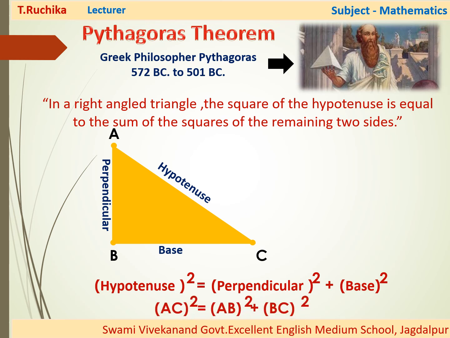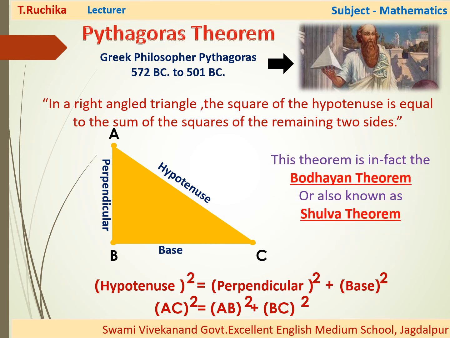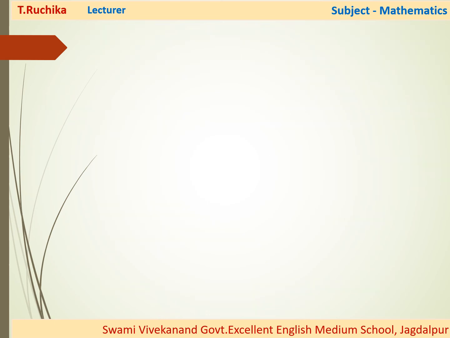According to the figure, AC square is equals to AB square plus BC square. This theorem is in fact the Bodhian theorem, or also known as Shulva theorem.